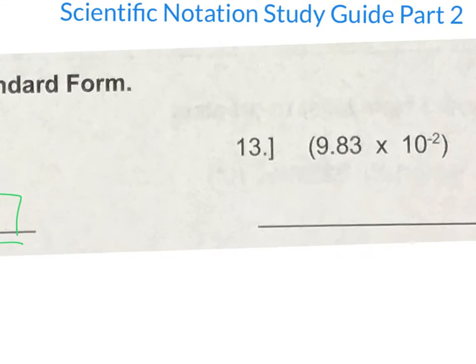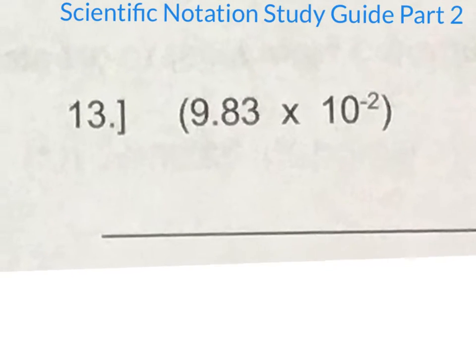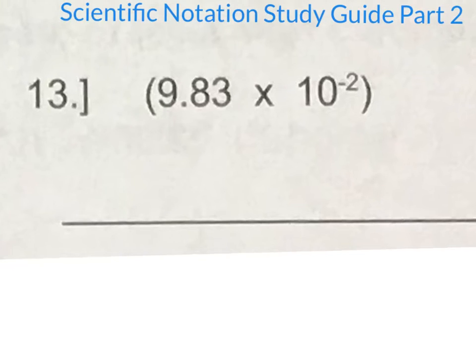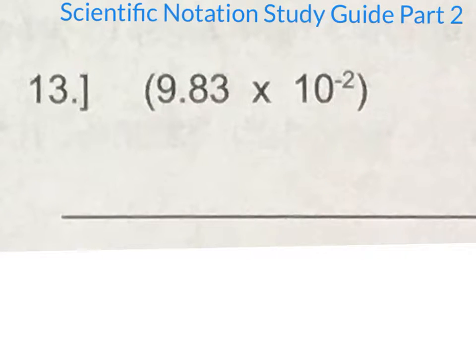Okay, number 13, we're going to put this into standard form. So I'm looking here and the exponent is negative, so that indicates a small number. So we're going to put our coefficient down and put your pencil on the decimal. And we're going to go back 2 places. So 1, 2, and a lot of students will forget to write the decimal out front.